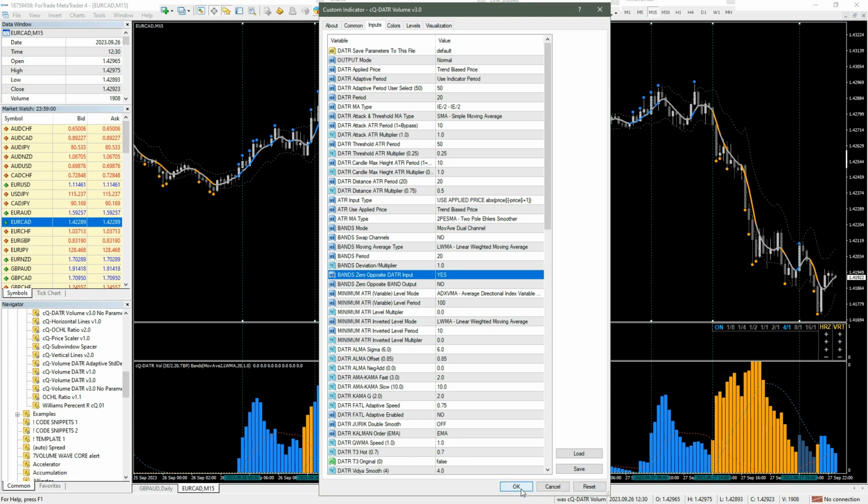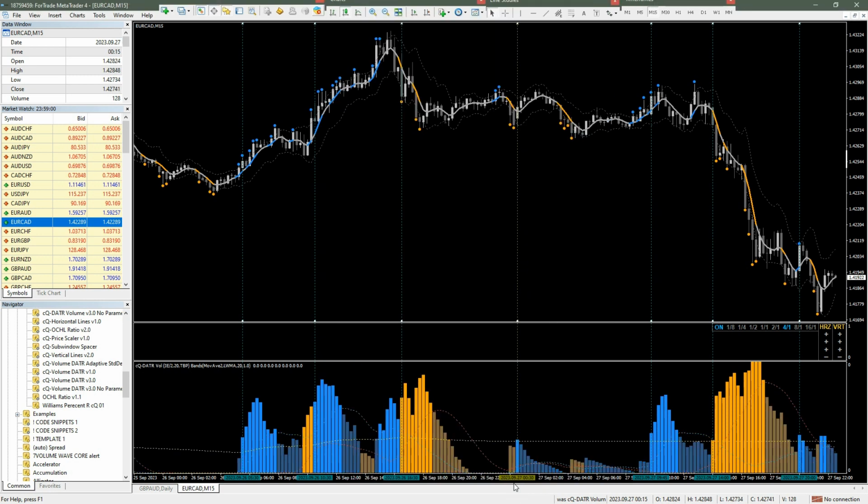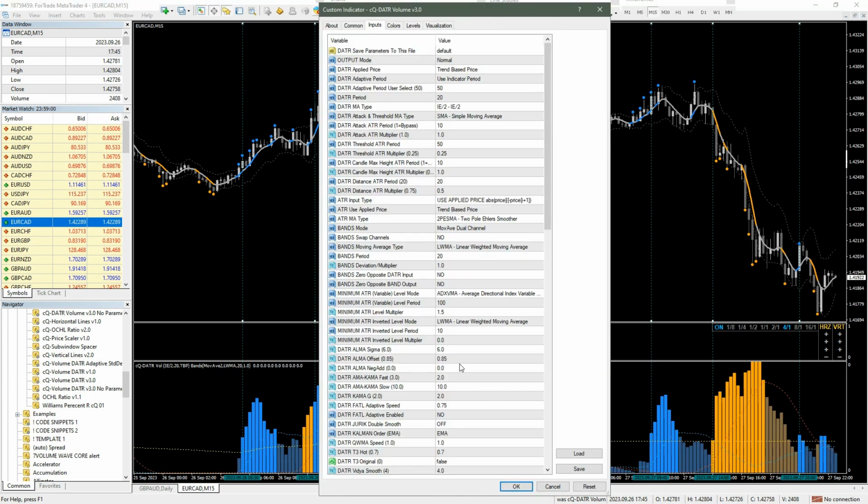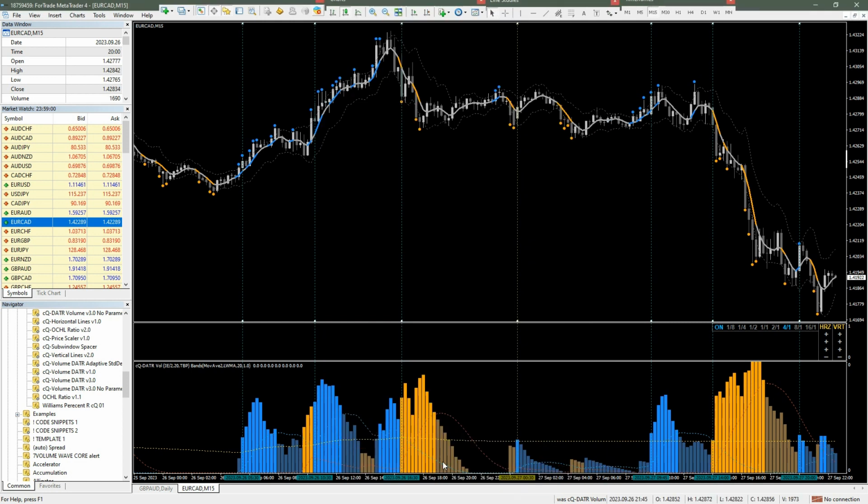This zero opposite DATR input, I'll just turn this off. When you watch these bands, I'll turn it back. Put it back on, because I changed a lot of things there.